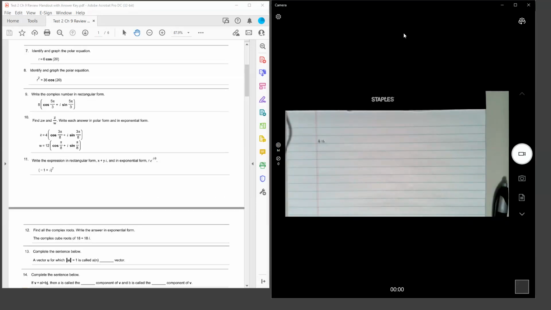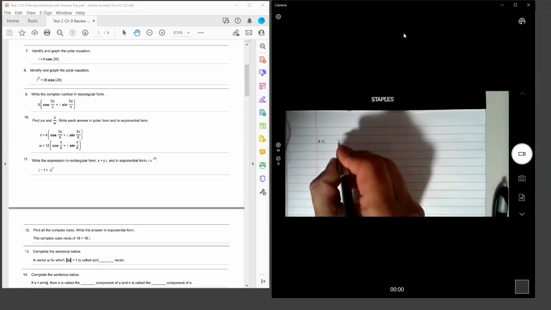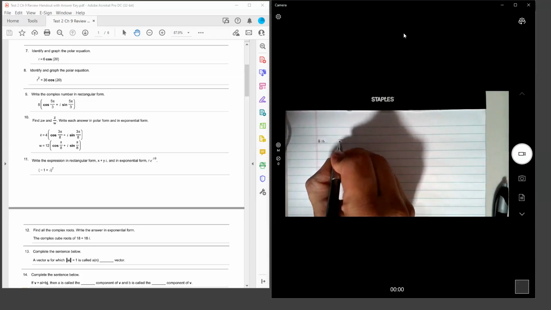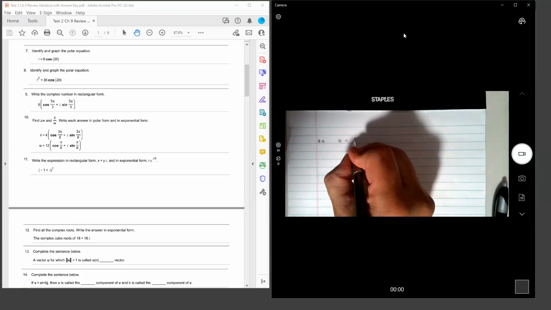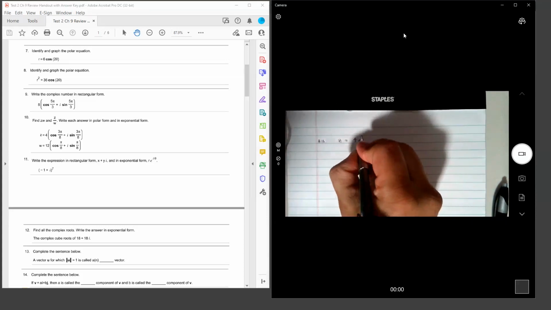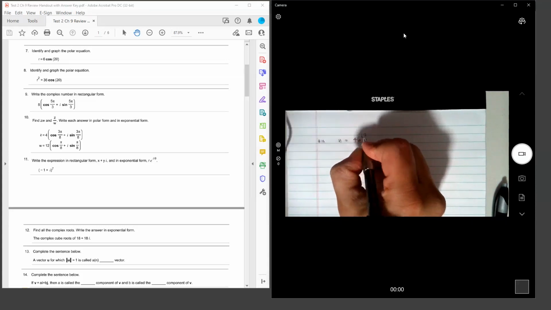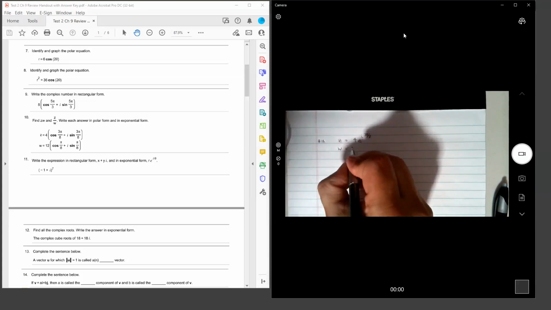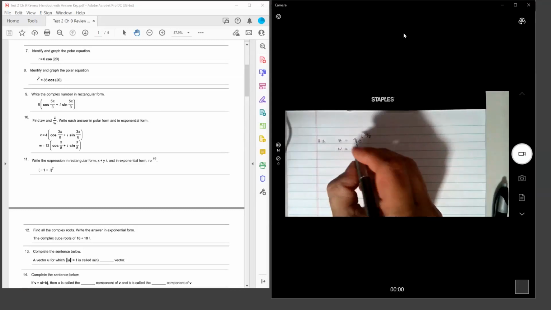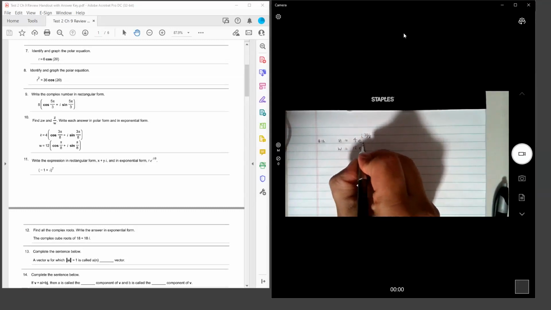So in number 10, they want us to find the product and the quotient of two complex numbers. So the complex number z, I'm going to write it in exponential form. That will be 4 e raised to the power of i, 3 pi over 8. And the complex number w is given as 12 times e raised to the power of i pi over 8.